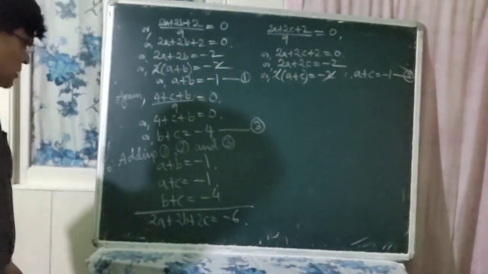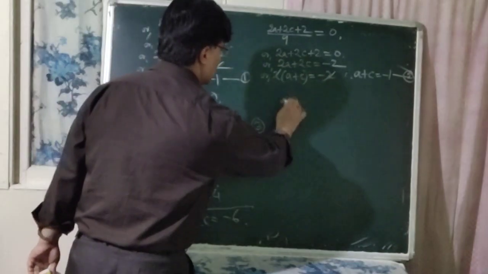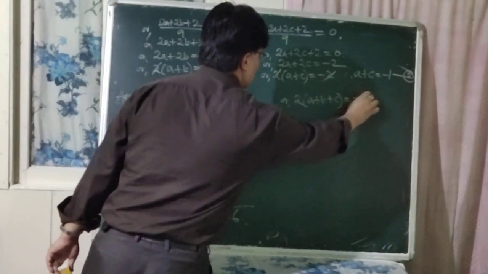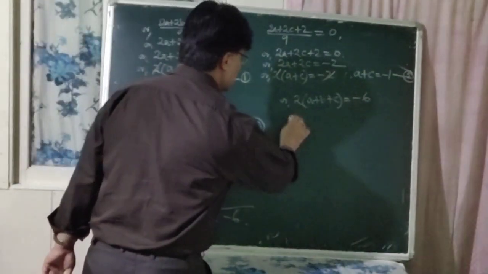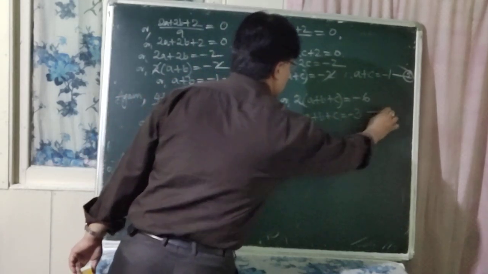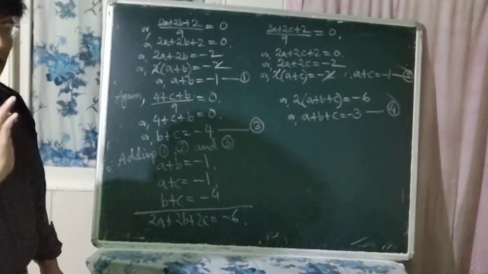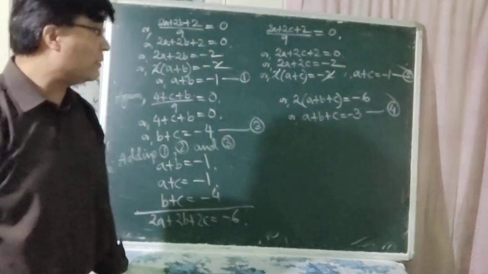So what is common on the left hand side? 2 is common. Let us take it outside. So 2 is taken common. A plus B plus C is equal to minus 6, right? So what is the value for A plus B plus C? A plus B plus C is equal to minus 3. Let us mark it number 4, right? Now you have to get the individual values of A, B and C. So how do you get it?